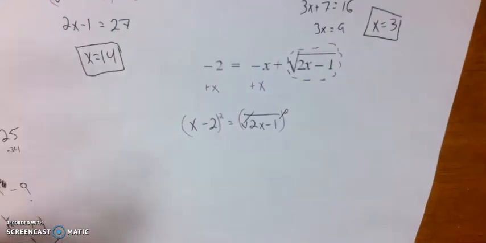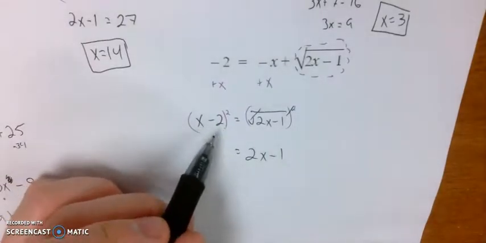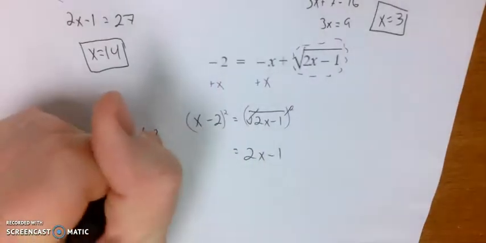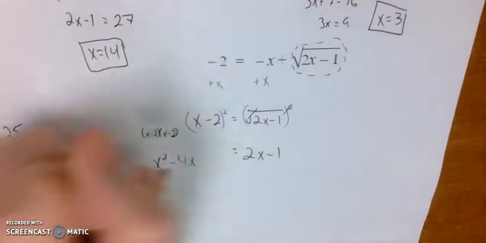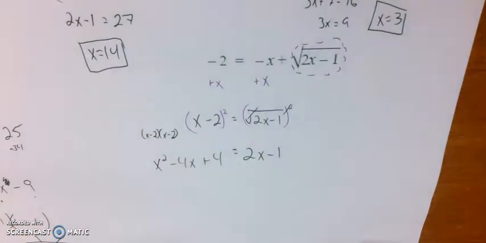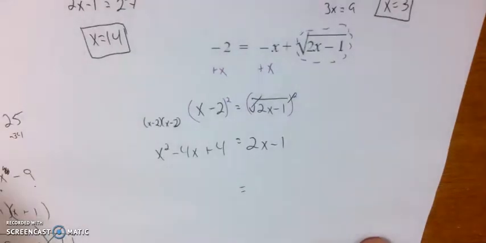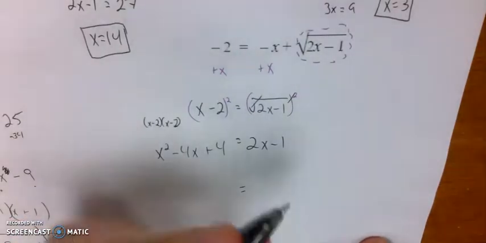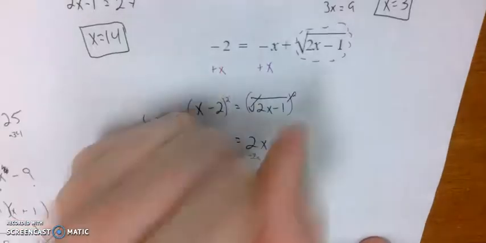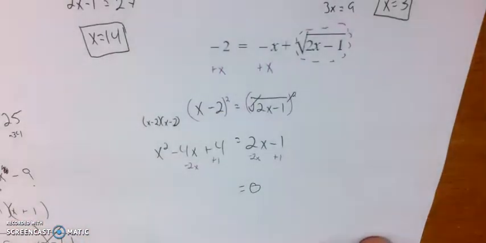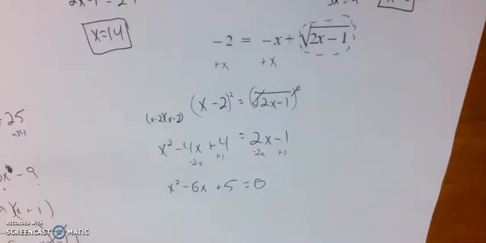On this side, the radical and the square just kind of knock each other out. So I have 2x minus 1. Over here, I have x minus 2 quantity squared. That's x minus 2 times another x minus 2. So distribute that out, x squared minus 4x plus 4. Just like the previous example, if we ever have an x squared that we're stuck with, chances are we'd like to see an equals 0 on the other side. So the 2x has got to go. The 1 has got to go. We get x squared minus 6x plus 5 equals 0.